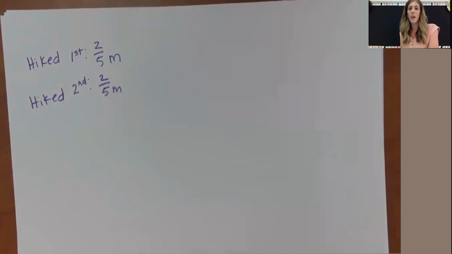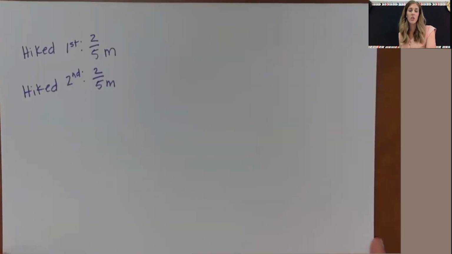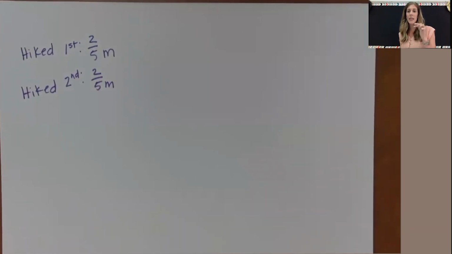And then we know she started hiking again the second time and hiked another 2/5 of a mile. So I think number line is a great tool or strategy to use when we're talking about distance, because I can really just picture us walking across that line or up that line. So let's go ahead and draw our number line.